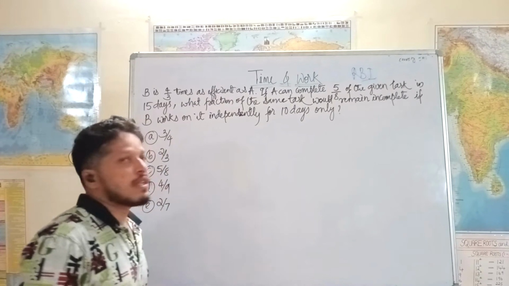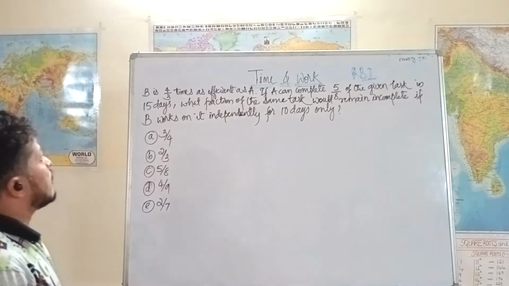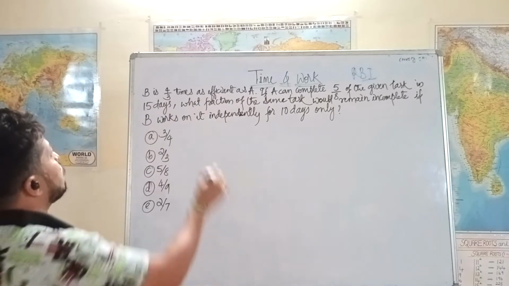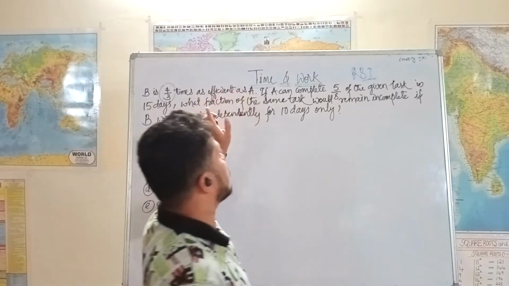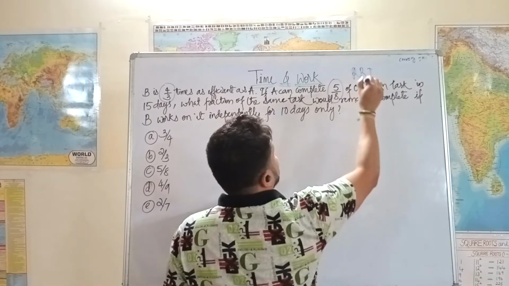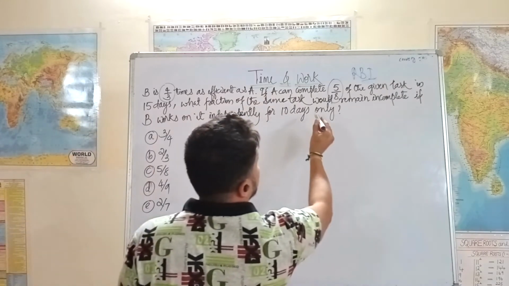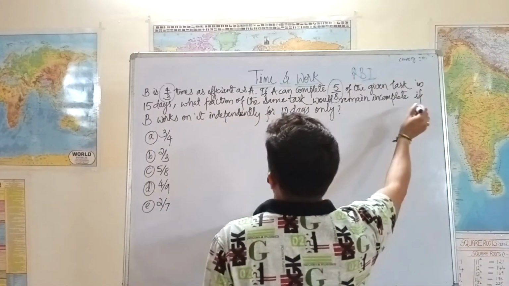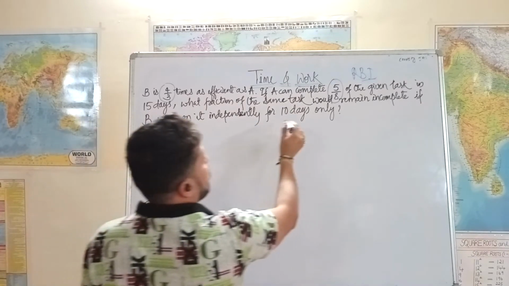Okay, we have another RBI previous year question. B is 4/3 times as efficient as A. If A can complete 5/8 of the given task in 15 days, what fraction of the same task would remain incomplete if B works on it independently for 10 days?